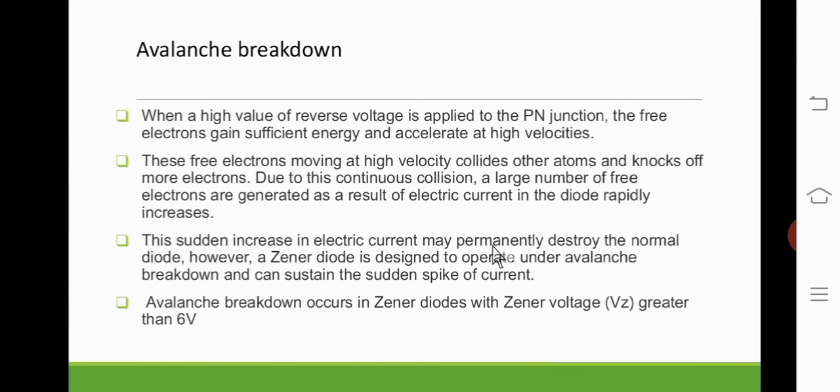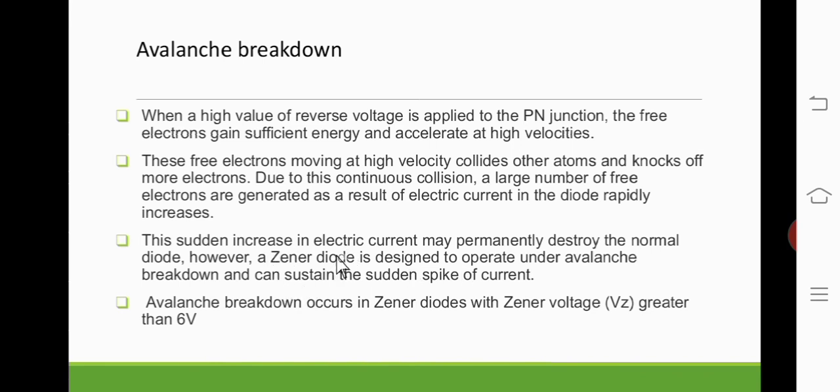This sudden increase in electric current may permanently destroy a normal diode. If you apply more voltage to a normal diode, then the diode is going to be destroyed. But this does not happen in the zener diode, because this diode is designed to operate under avalanche breakdown and can sustain the spike of the current.